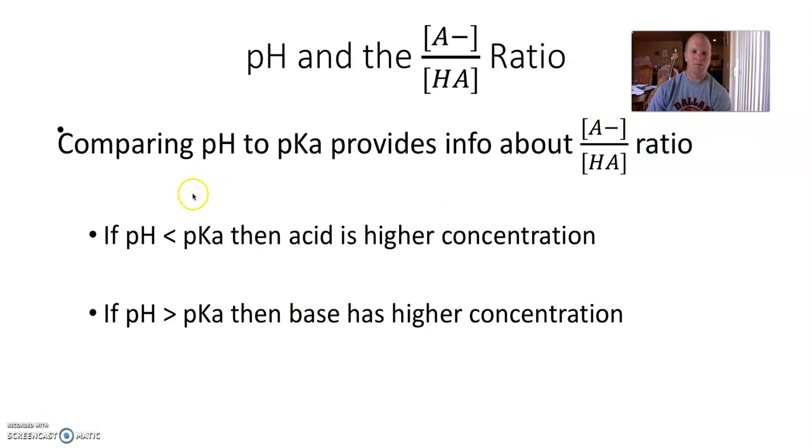So here's the deal. Comparing the pH and pKa provides info about the ratio. This is really what I want to get to. When the pH is less than the pKa, then our acid on the bottom is going to be higher concentration. If the pH is larger than our pKa, the base on top, the conjugate base, will be greater. Okay.